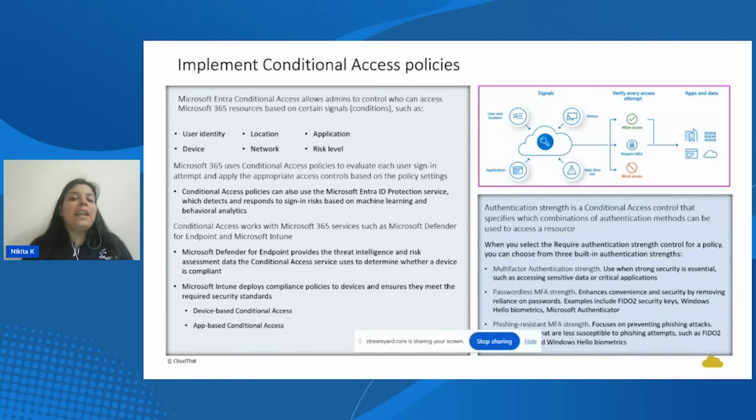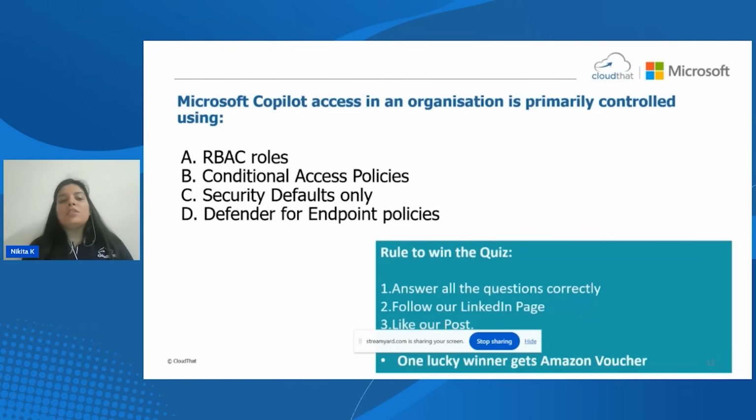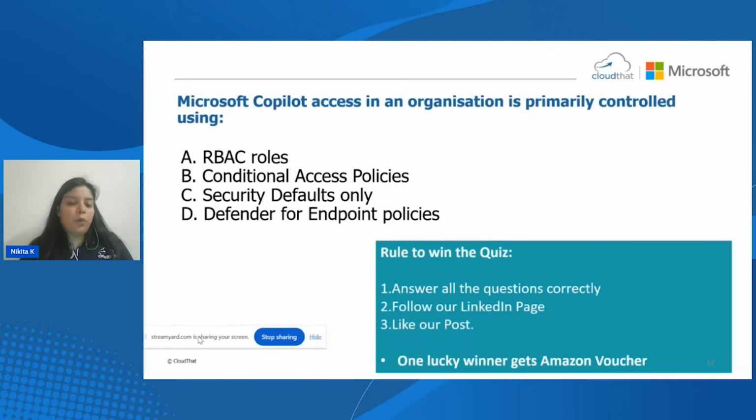Restricting the access or granting the access. Then we have seen how the Copilot is accessing your data. So let's have our first question: Microsoft Copilot access in an organization is primarily controlled using RBAC roles, conditional access policies, security defaults only, or Defender for Endpoint policy.